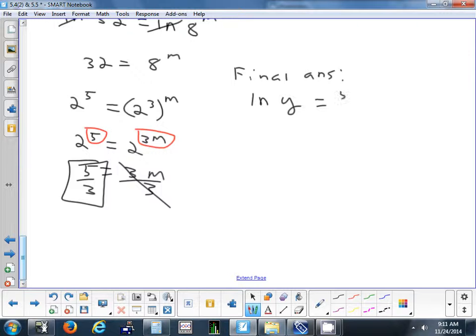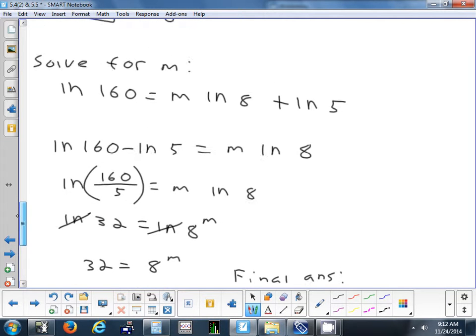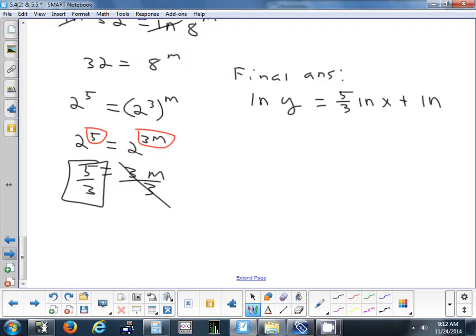Natural log of y equals m times natural log of x plus, was it ln 5. So in your final answer, you fill in for m and b, just like you do with y equals mx plus b. Never fill in for x and y in the final answer.